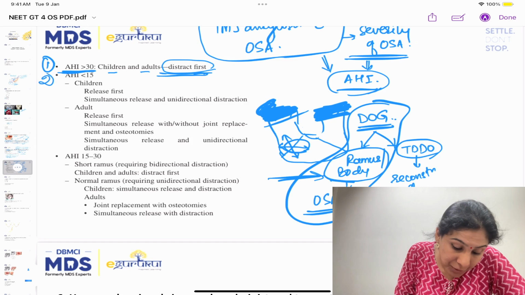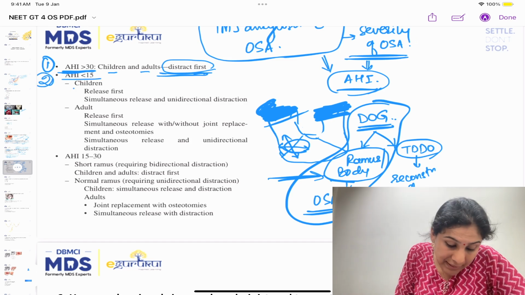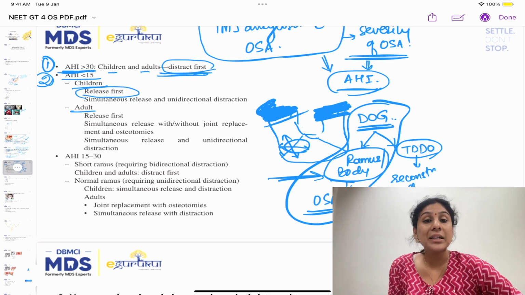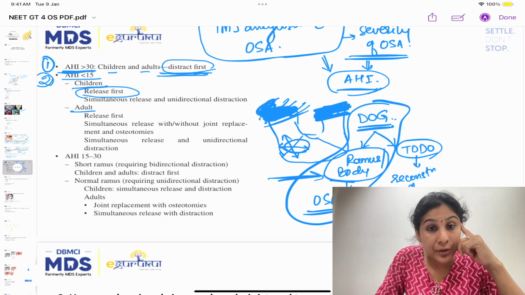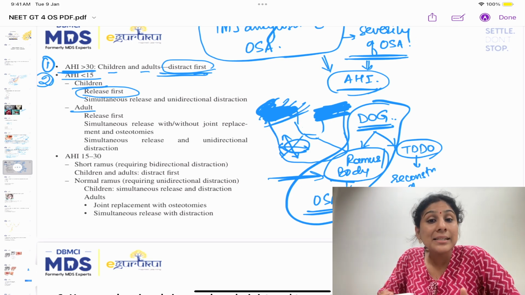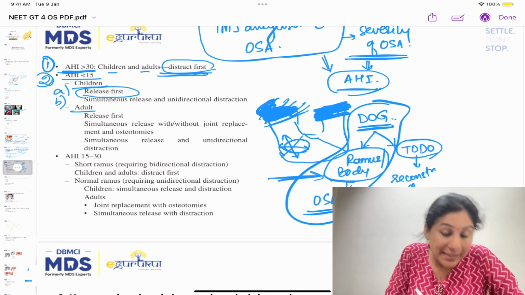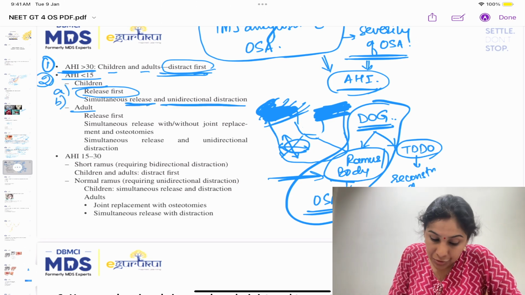In the second situation, when the AHI is less than 15, so in both the cases, in children also, in adult also, you can release first. What is the meaning of release first? Release first means you can do the ankylosis release surgery first. Okay, and in second stage you can do distraction. Or the other option is simultaneously you can do release also and distraction also.